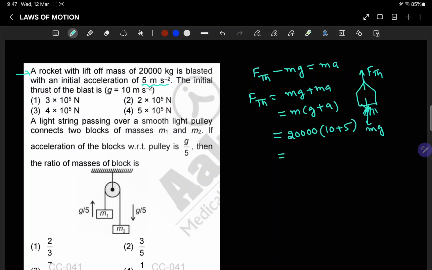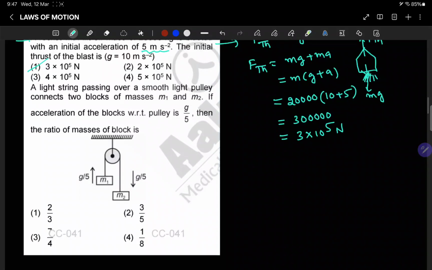So 15 into 2, 30. 30, then 1, 2, 3, 4 zeros. So that means 3 into 10 to the power of 5 newtons. Given first option, students. Yes, I think this problem is clear, everyone.